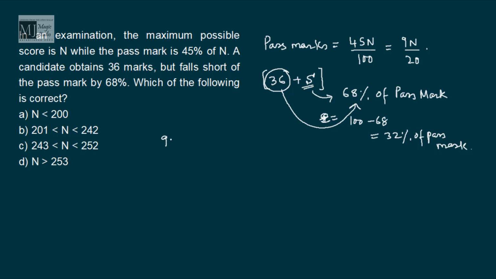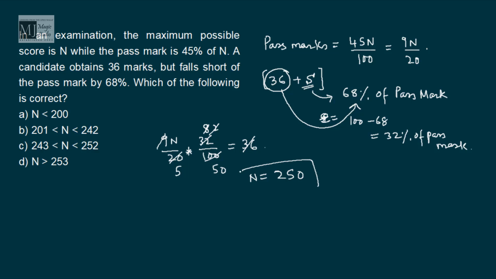So pass mark is 9N by 20. 32% is 32 by 100, should be equal to 36. So can we calculate this now? 4, 5, 4 is 8 times. 9, 4, 2, and this is 50. So we have N is equal to 250.